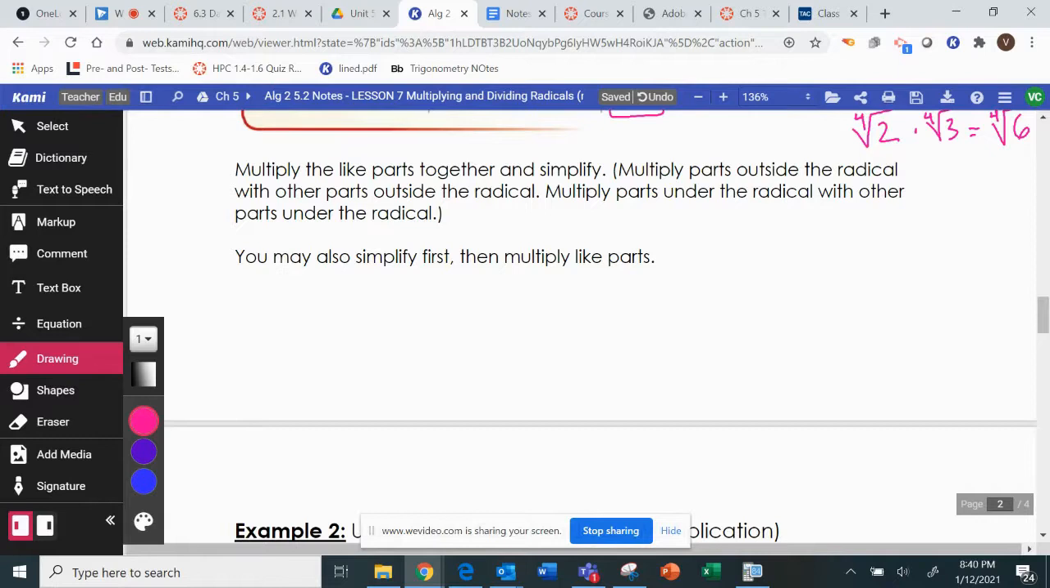This next part says multiply the like parts together and simplify. If I had something like 3 third root 5 multiplied by 7 third root of 2, we can only multiply the stuff that's in the same locations together. So 3 and 7 are outside of the radical, I can multiply those together. And underneath the radical, we've got a 5 and 2, so I can multiply those together. This would simplify to be 21 cube root 10.